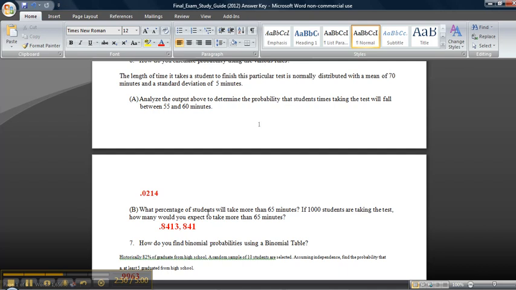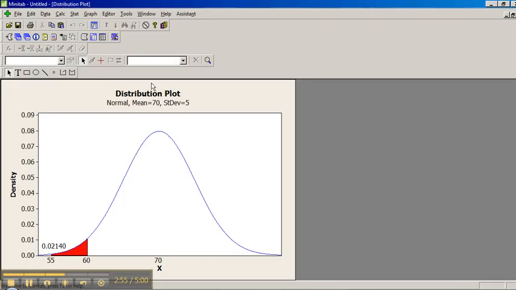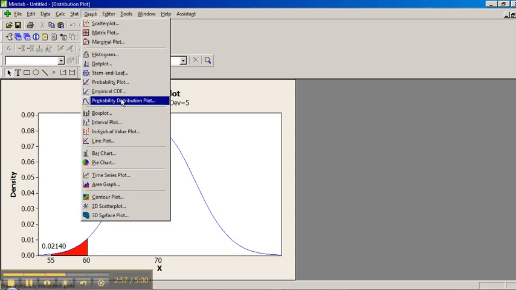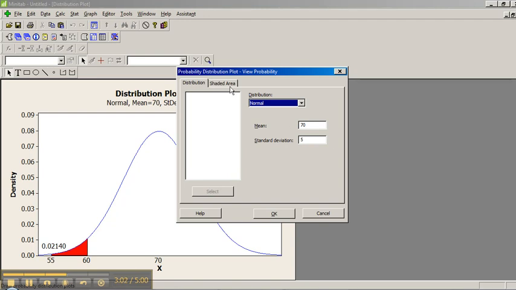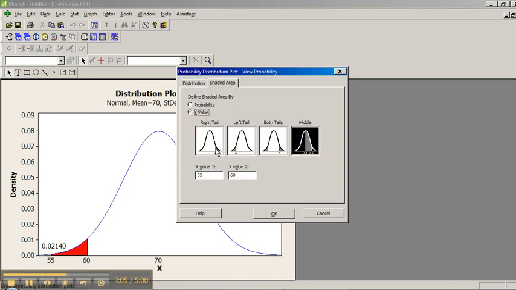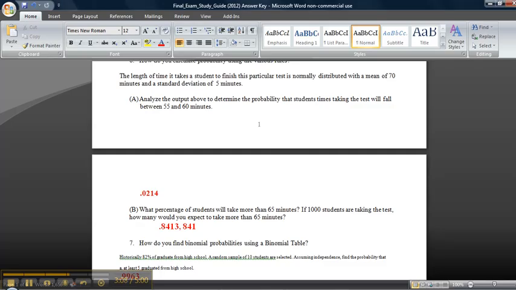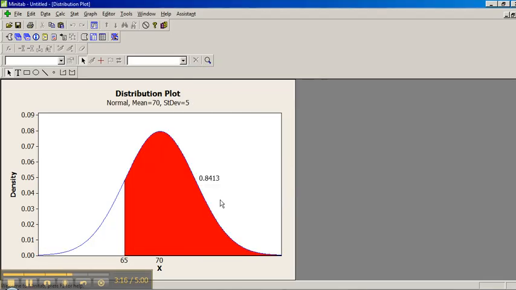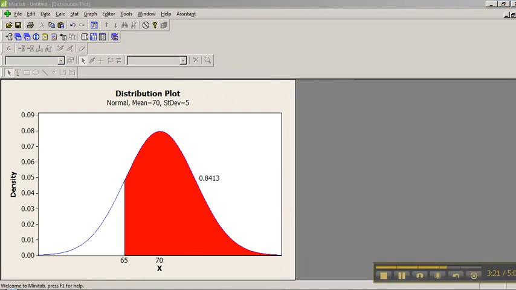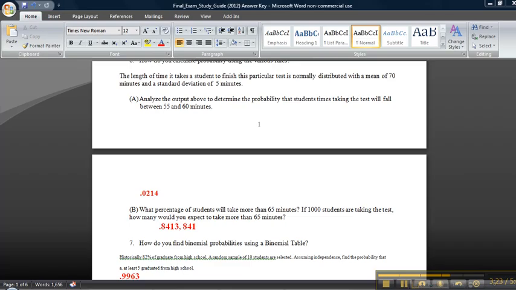Part B says what percentage of students will take more than 65 minutes. Same process. Let's go back. Good review. Graph. Probability Distribution Plot. View Probability. Click OK. Same data. Shaded Area. This time greater than a value, so I'm going to go right tail. I say a value because I forgot already. Greater than 65 minutes. So I'm going to go here. Type in 65. Click OK. And it's 0.8413. And that's it for that one.